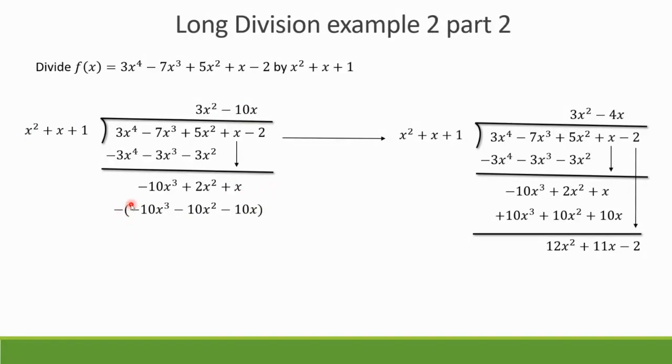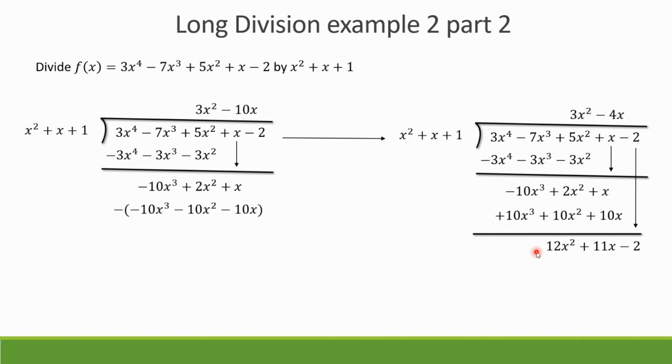Then, again, we're subtracting, so we distribute the negative sign. That's how we got this. I put a plus out here because minus minus is plus. And then you combine. So minus 10x cubed and 10x cubed, you get 0. I didn't write 0x cubed here, but that's okay. 2x squared and 10x squared is 12x squared. x and 10x, that's 11x. Bring down the minus 2.